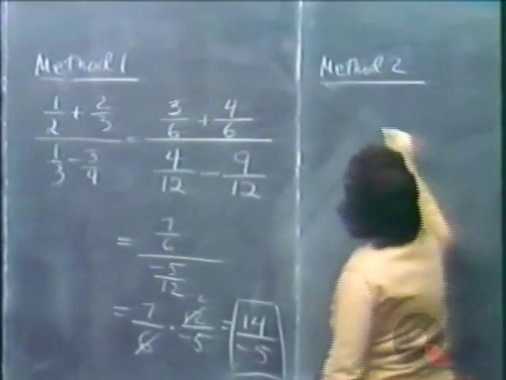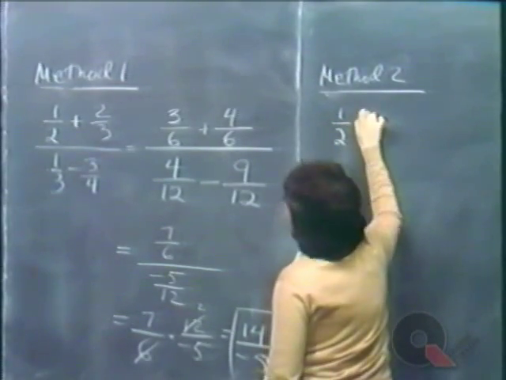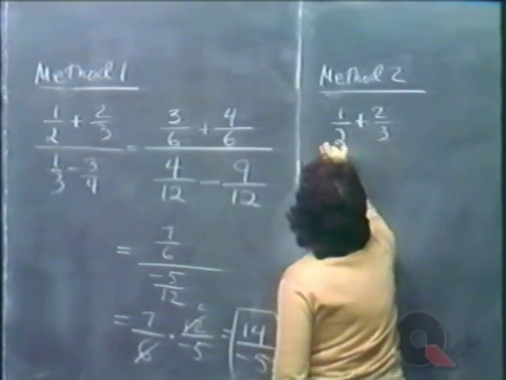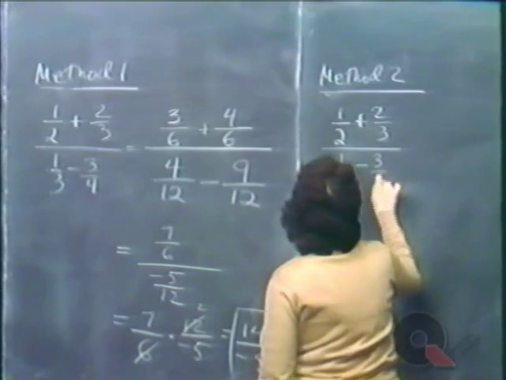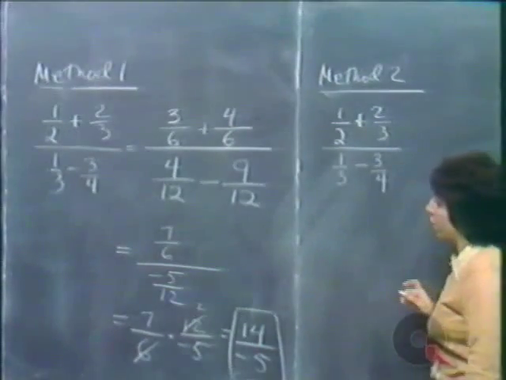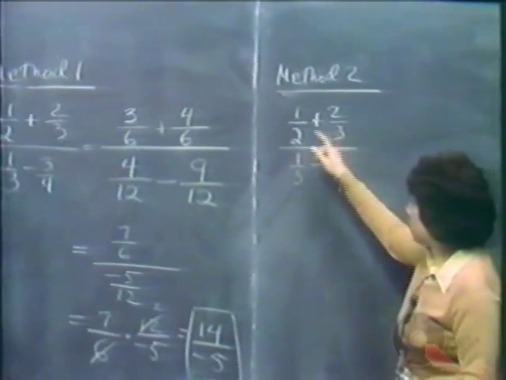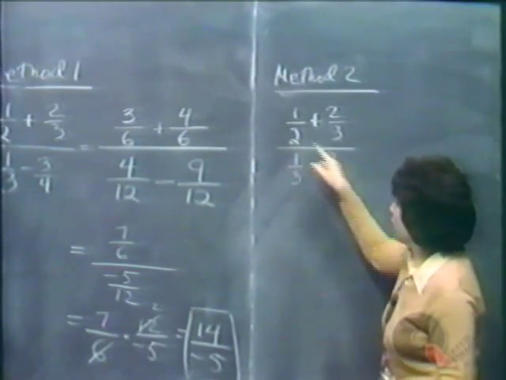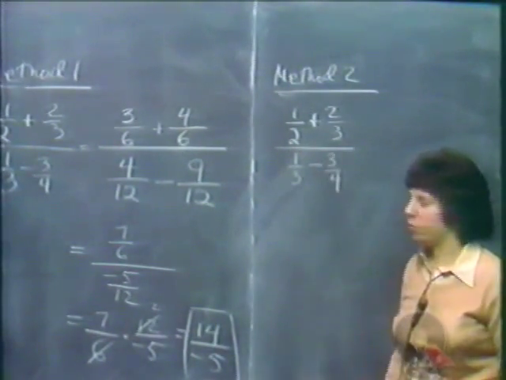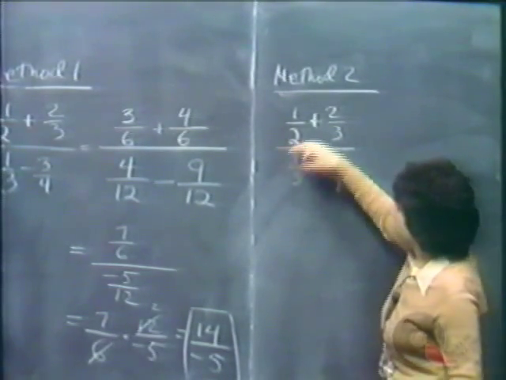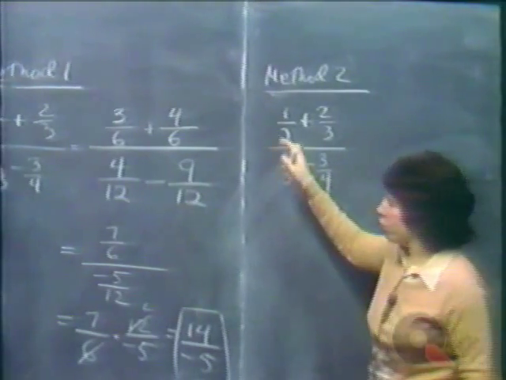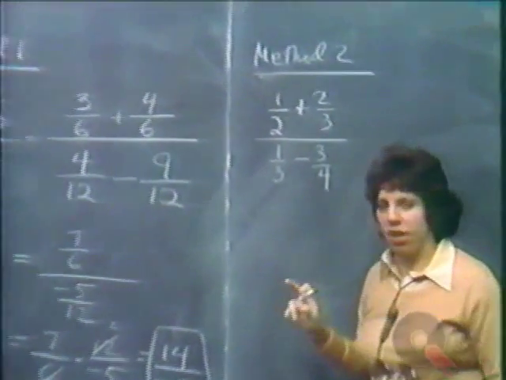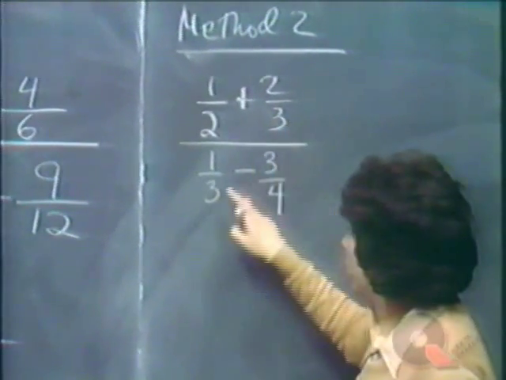Method 2. 1/2 plus 2/3 over 1/3 minus 3/4. What we're looking for now is the least common denominator from all the little denominators, the minor denominators in the problem. I realize for the entire problem this is the numerator, this is the denominator, but what I'm talking about now is look at all the little fractions and look at their denominators. 2, 3, 3, and 4.